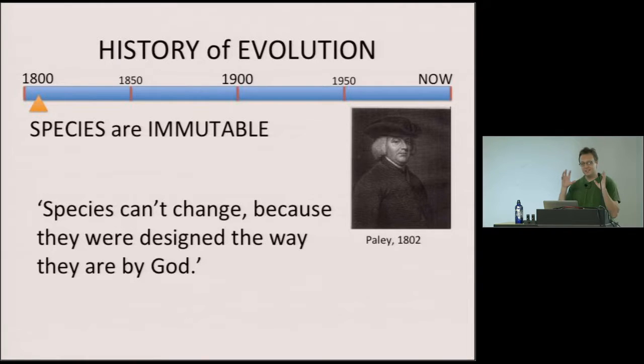And finally, I tried to wrap my head around this argument and put some sort of rational framework on top of it, but the best that I could come up with is the argument that species can't change because they were designed that way by God. And that's basically, from what I could tell, that was the argument, that species couldn't change, because God made them that way.